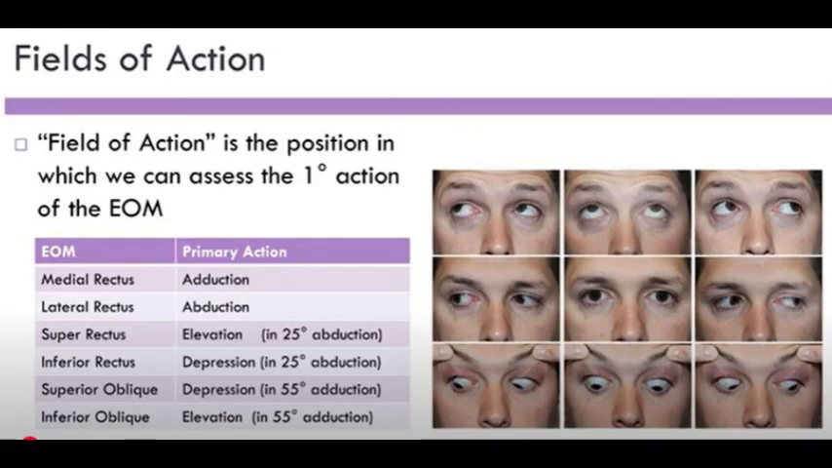This is moved to the left, is abducted. This is the action of the lateral rectus. This is abducted and elevated. So this is the action of the inferior oblique muscle.